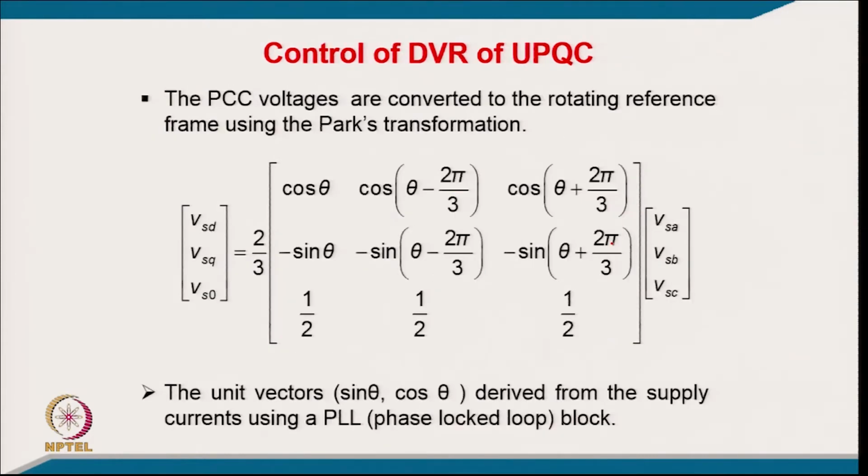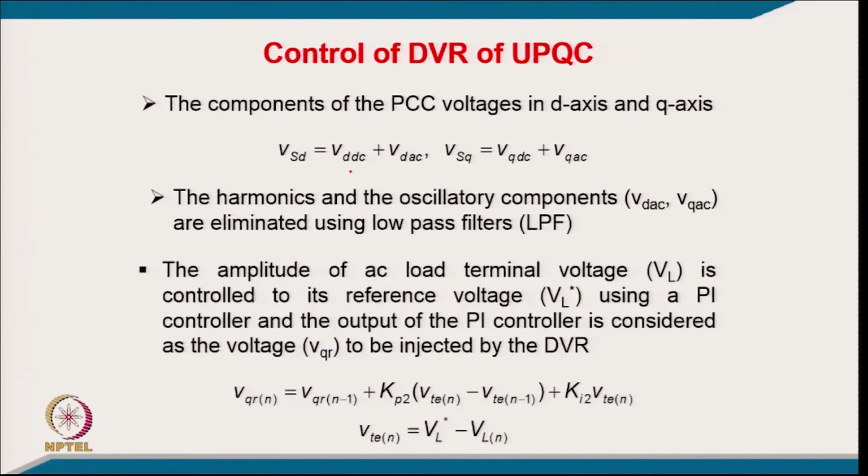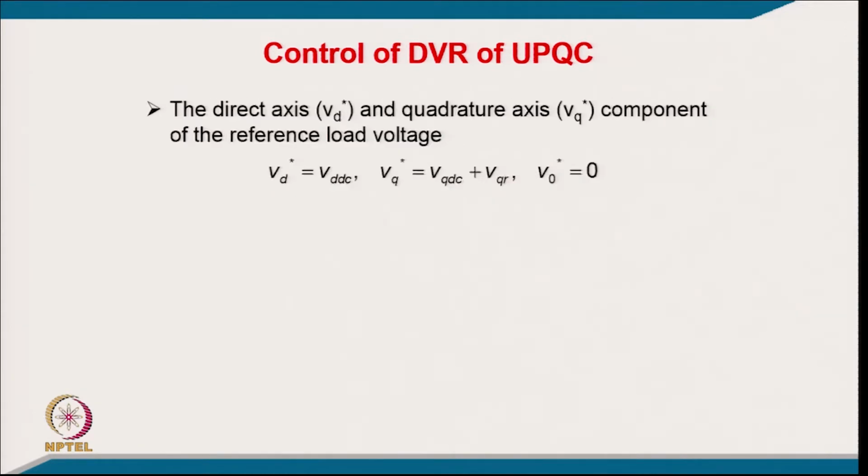Similarly, for control of the DVR, we sense the grid voltage and convert it to DQ voltage by the Park transformation. Again we have a DC component and an AC component. The DC component corresponds to the fundamental voltage, and the AC component corresponds to the negative sequence or harmonics. These harmonics and oscillating components are eliminated by the low pass filter, and the amplitude of the AC load voltage is controlled against the reference V_L using a PI controller at the output. The injected voltage is calculated from this voltage controller, where the error is the reference load voltage minus the feedback estimated voltage.